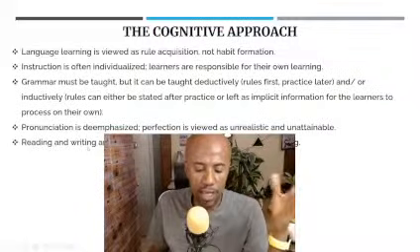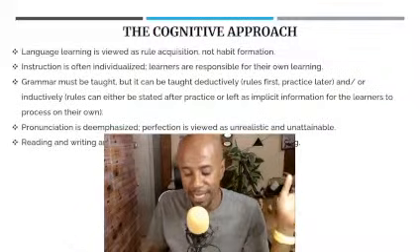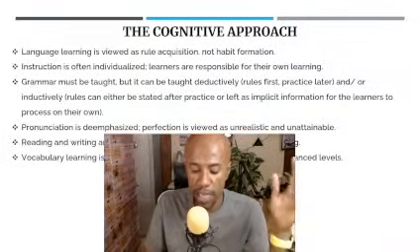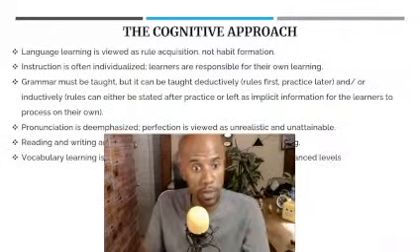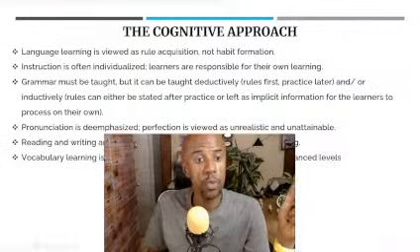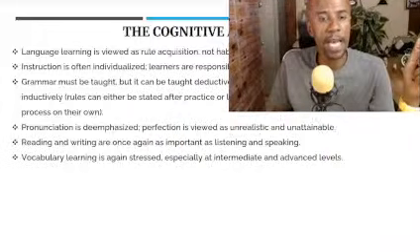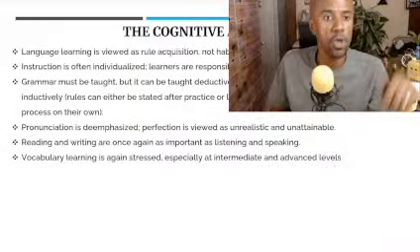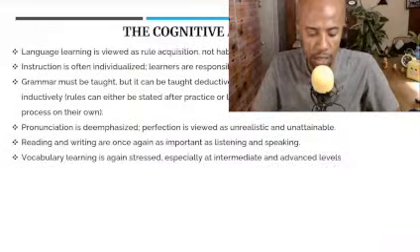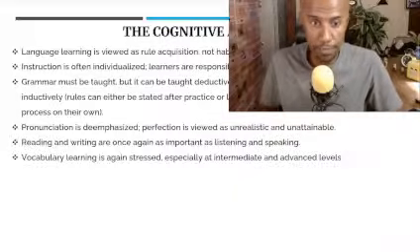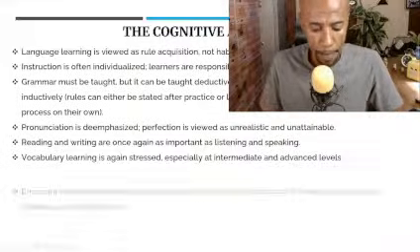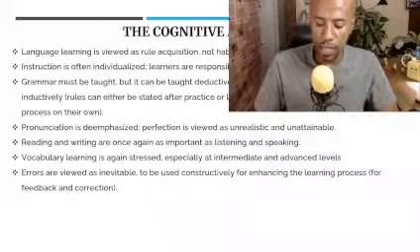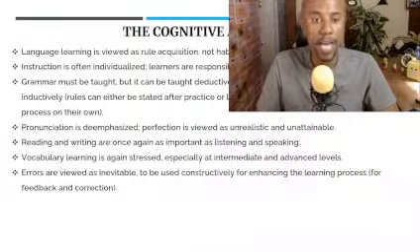So reading and writing are once again as important as listening and speaking. Vocabulary learning is again stressed, especially at intermediate and advanced levels. So vocabulary learning, which we have seen became very important in, for example, the reading approach, would again be emphasized in the cognitive approach. Then we have errors, which are viewed as inevitable, to be used constructively for enhancing the learning process, for feedback and correction.